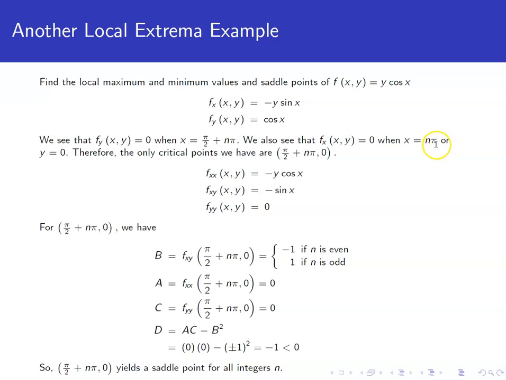The only thing that will give us critical points is when y is equal to 0. So that's why our only critical points have the form pi over 2 plus n pi, comma 0.